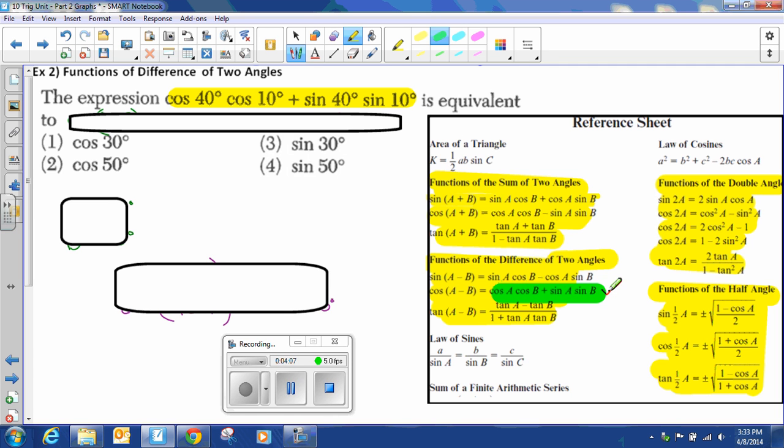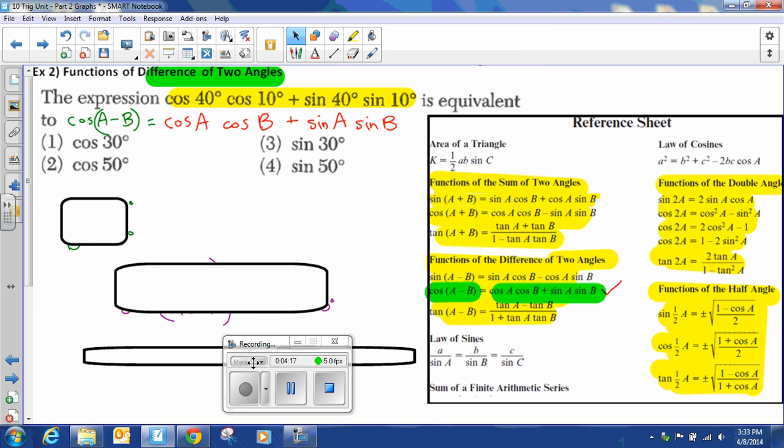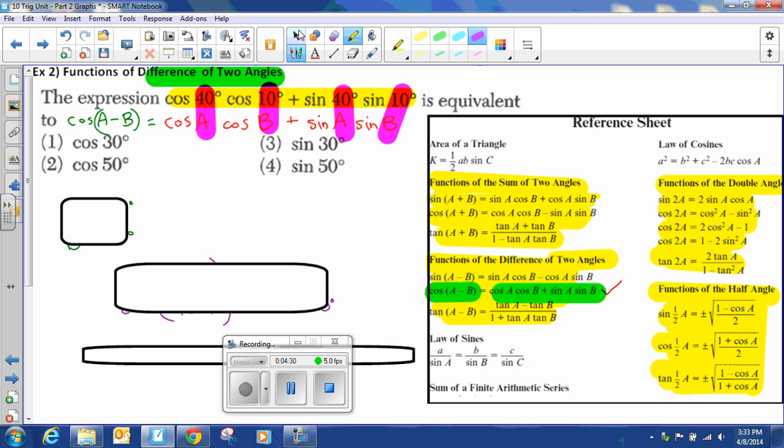I've already put a check mark here. And they're telling us that this is equivalent to cosine of A minus B. And that's why this is an example of a difference of two angles. So there we have it. I just copied down the formula and put it down under here, and I lined it up so you can see that A is 40 degrees, and B is 10 degrees.